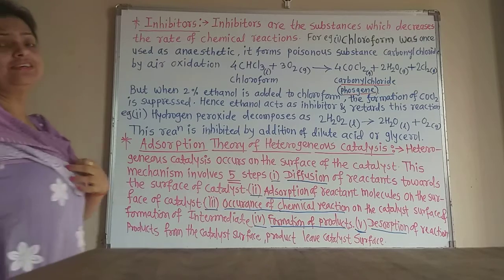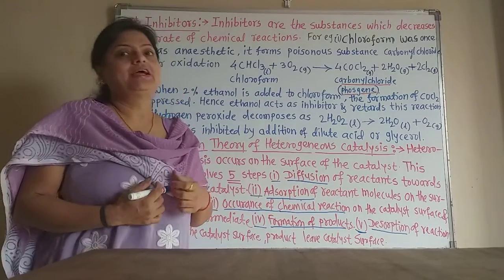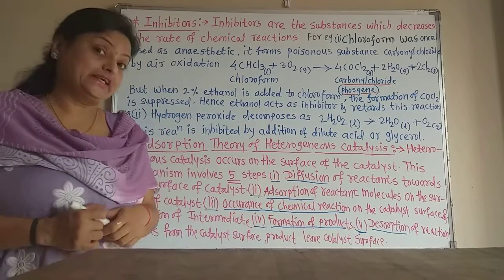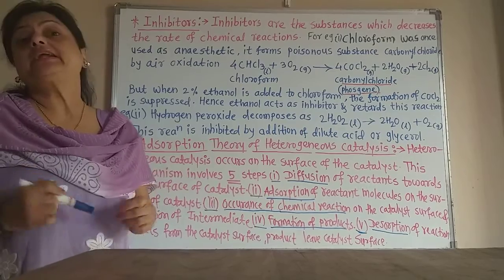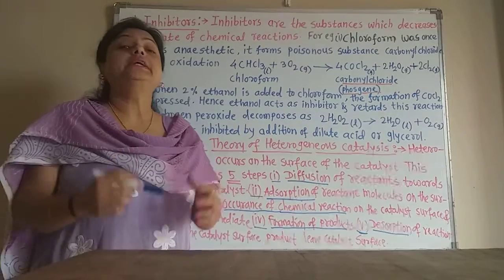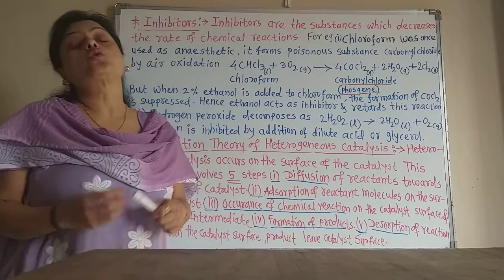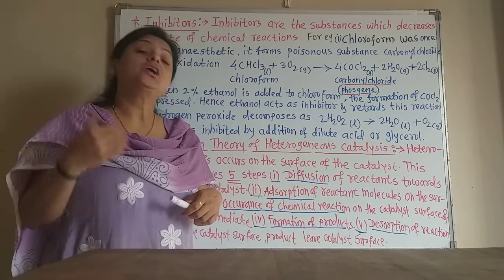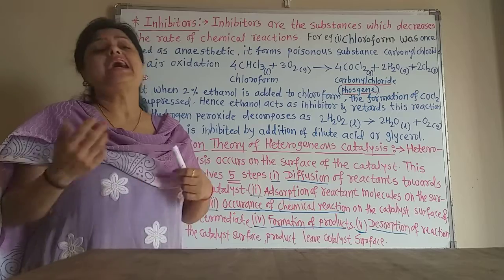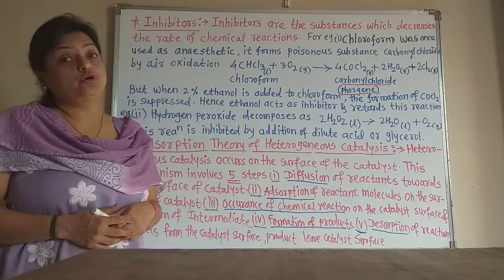We are learning chapter number 11, adsorption and colloids. Now, the adsorption process: we already learned how there is the accumulation or concentration of one substance on the surface of another substance, and adsorption is a surface phenomenon.